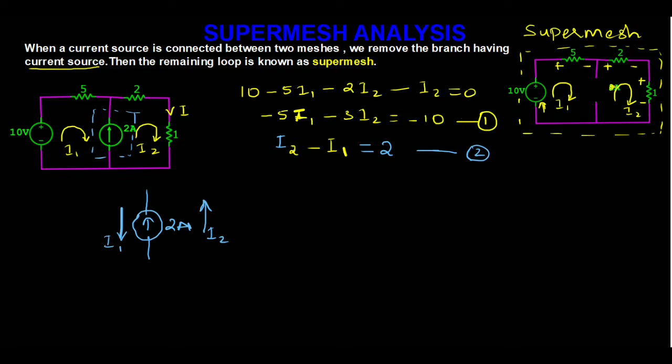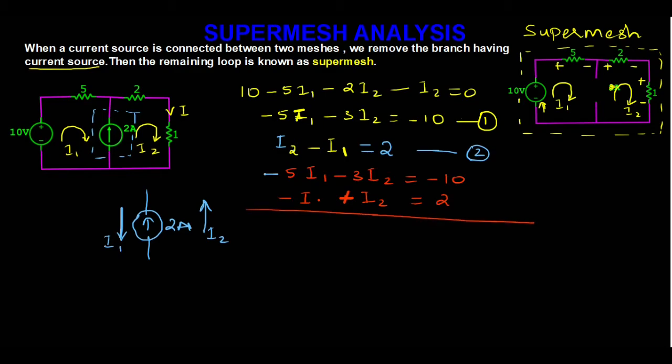Now we will simplify the equations. I'll write the equation once more: minus 5I1 minus 3I2 equals minus 10. And minus I1 plus I2 equals 2.